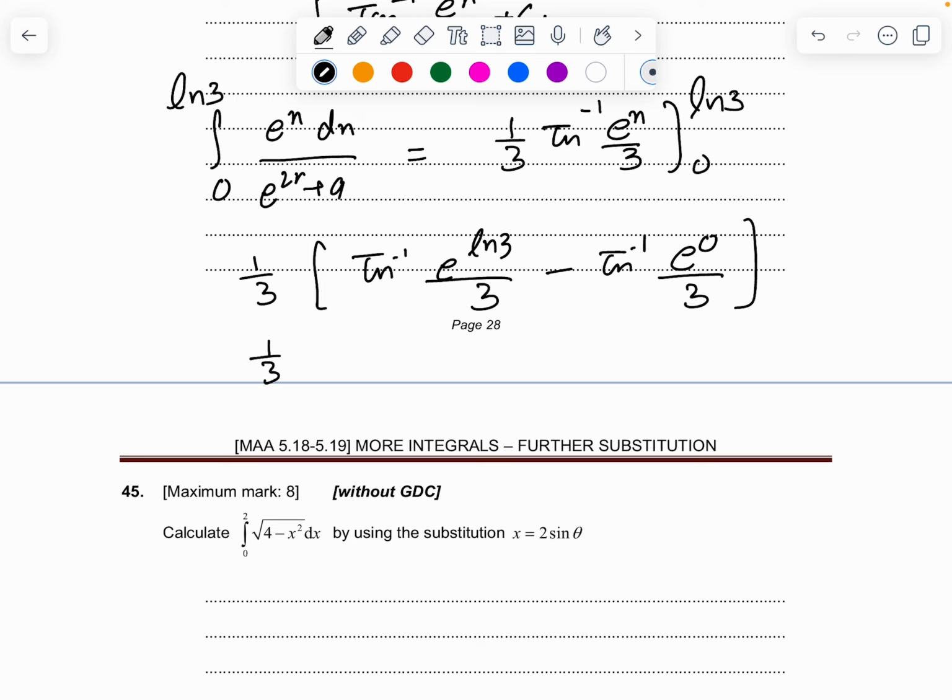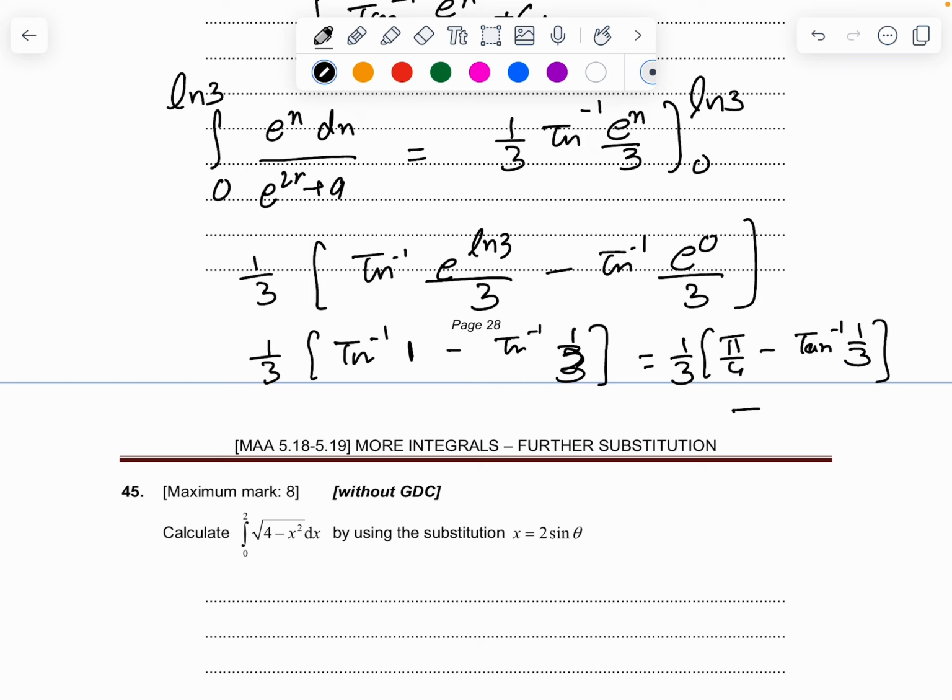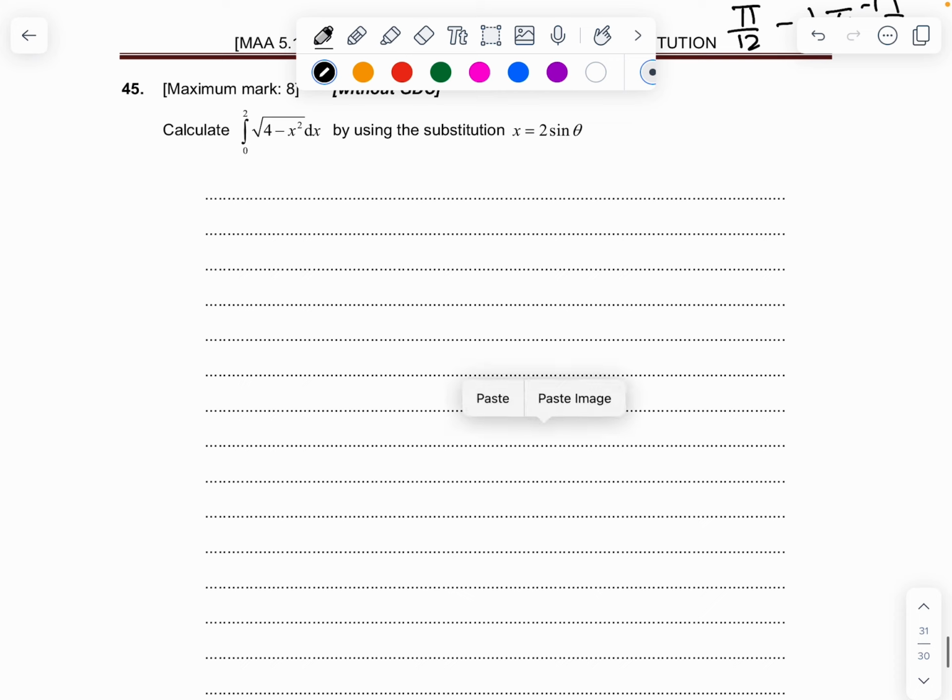So this is 1 upon 3 tan inverse of e power ln 3, which is 3, so 3 by 3 is 1, minus tan inverse of 1 upon 3. So what does it become? 1 upon 3 tan inverse of 1, which is pi by 4, minus tan inverse of 1 upon 3. So my final answer is pi by 12 minus 1 upon 3 tan inverse of 1 upon 3.